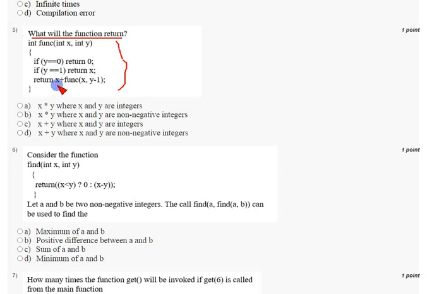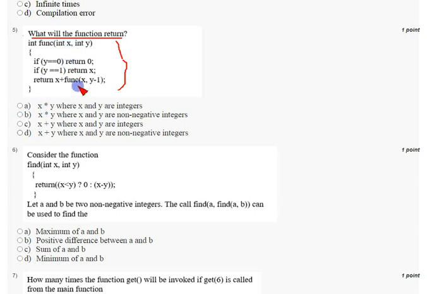So return x plus function of x comma y minus 1. Here we have taken x as 3. So 3 plus function of 3 comma 1. Here y equal to 1, and if y is 1 it means return x. So 3 plus again 3, it means 6. So 6 can be written as 3 into 2, that is what we have taken, 3 comma 2.